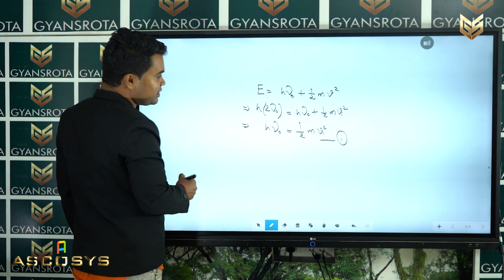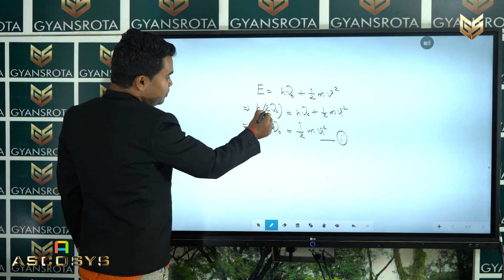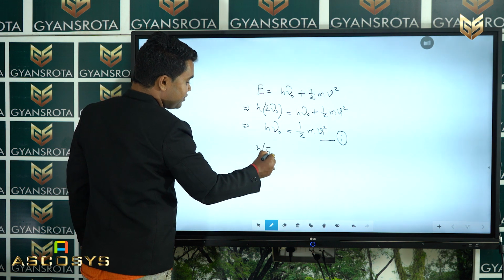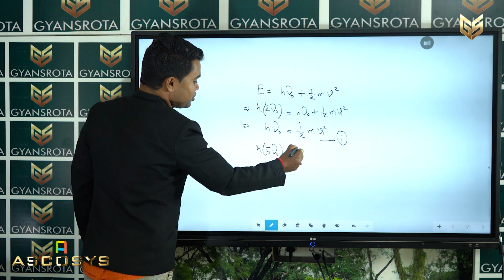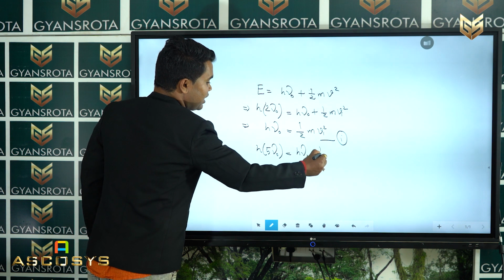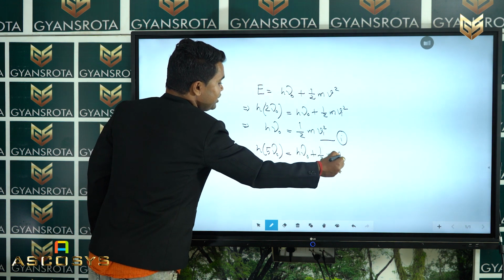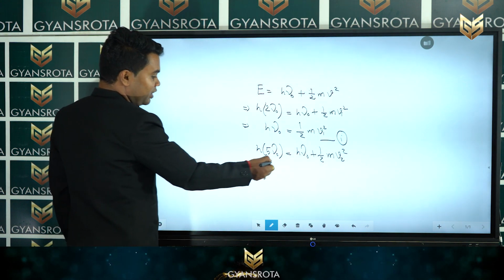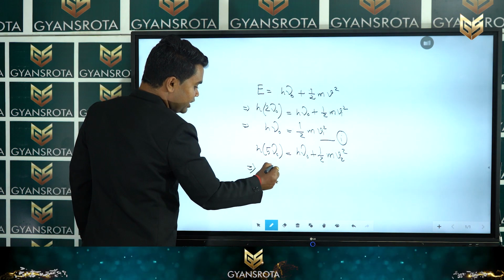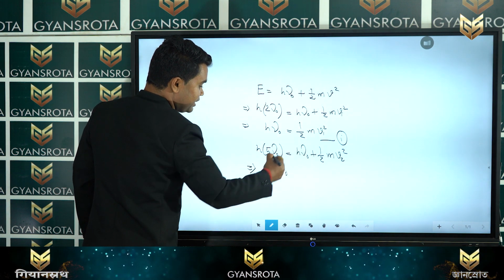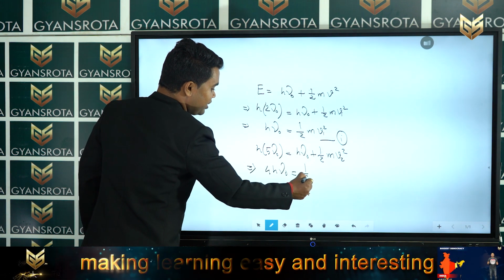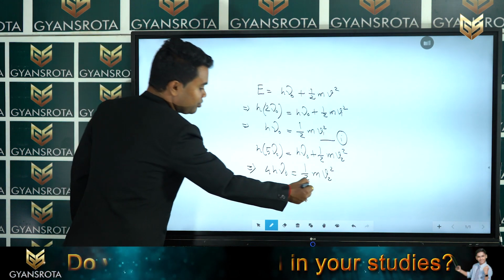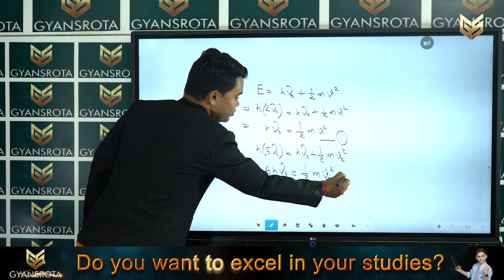Now see the second case, where in place of 2 mu naught I am going to put 5 mu naught. h times 5 mu naught is equal to h mu naught plus half m v2 square, right? The velocity is now v2. So here you will get 4 h mu naught, if I bring this one to the other side, equal to half m v2 square, right? Put it as equation number 2.